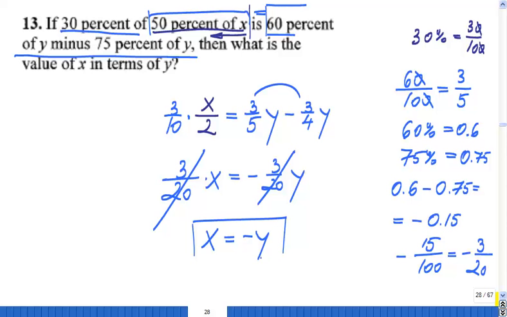As you notice, if I'm dividing by 3/20, they will go away, and I have x equals negative y. What was the question? What is the value of x in terms of y? We've got it. x equals negative y, or you can say that x is the opposite of y.